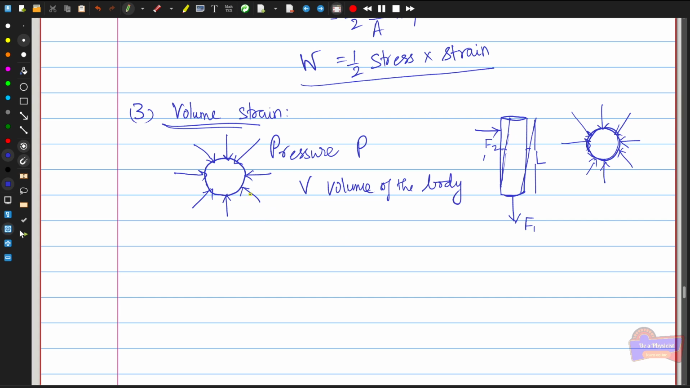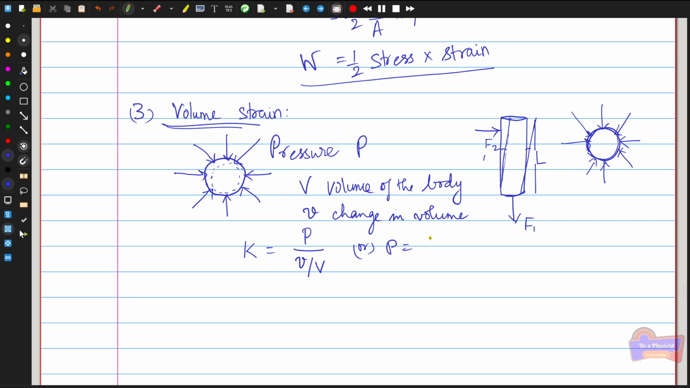Suppose due to this pressure there is a change in the volume, so I can write small v as the change in volume. Once you apply the pressure, the volume changes by v. Therefore, I can write the bulk modulus K equal to the total pressure divided by the change in volume over the total volume, or P equals K times v divided by capital V.